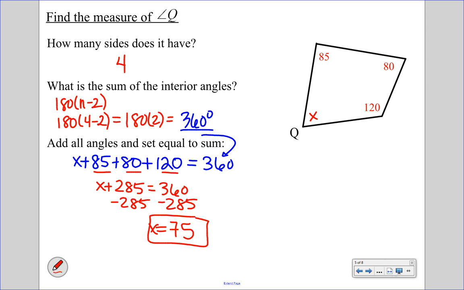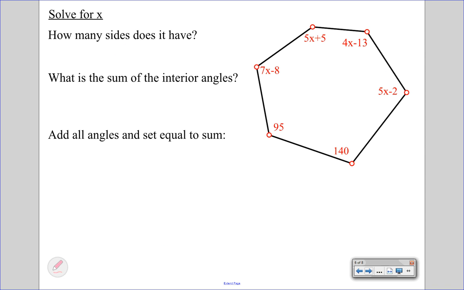So those are the steps you're going to have to take. Let's look at another one of these. Okay, same steps. It's going to ask us how many sides does it have. So let's count these. It's 1, 2, 3, 4, 5, 6 sides. To find the sum of interior angles, we plug it into the formula, which is 180 times 4. Which is going to equal 720.